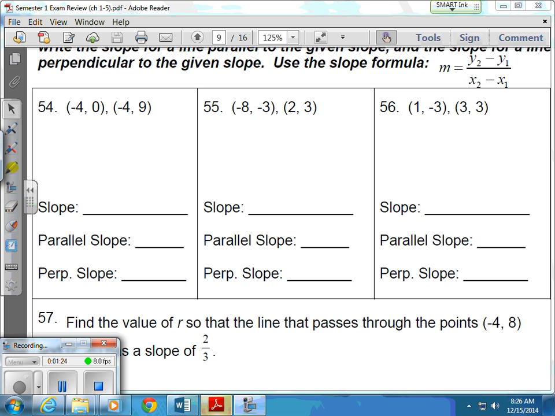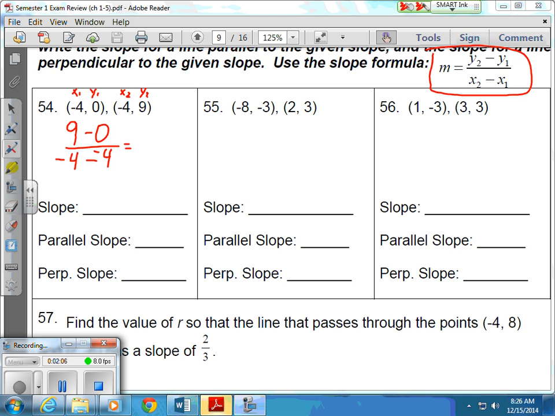On 54, 55, and 56, we're going to use the slope formula. All we have to do is plug the appropriate numbers into the appropriate spots. y2 minus y1 over x2 minus x1. So this 9 over here is our second y value. 0 is our first y value. -4 is our second x value. This -4 is our first x value. So we put those in, we get 9 minus 0 over, and be careful with this part. We get -4 minus another -4.